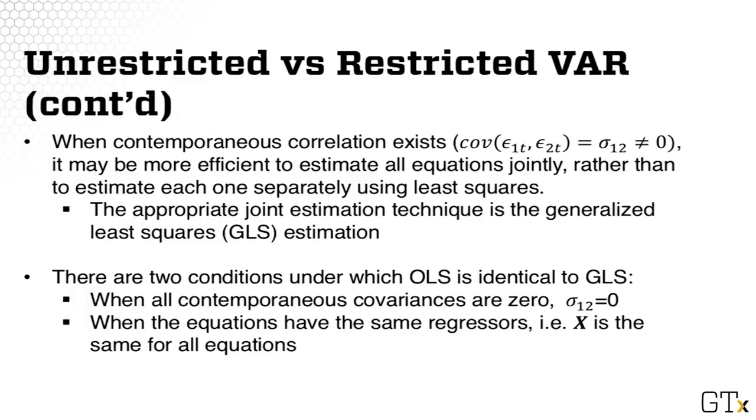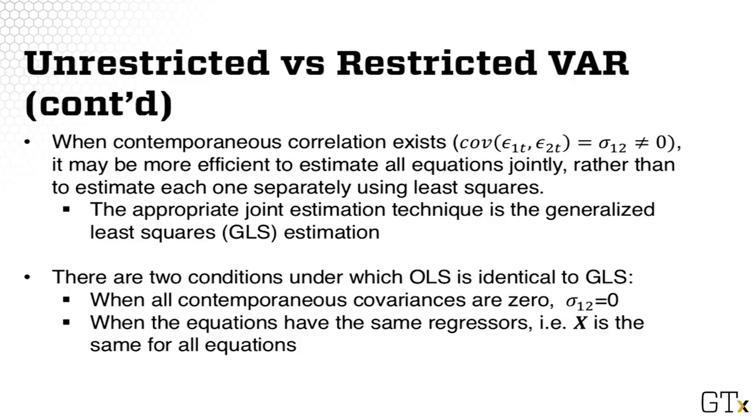One is when there is no contemporaneous correlation among the n time series. The second is when the equations of the n regressions have the same regressors. In other words, x is the same for all regressions, which is equivalent to the unrestricted VAR model. This motivates using the unrestricted model because it's less computationally expensive. The generalized least squares is more computationally expensive.